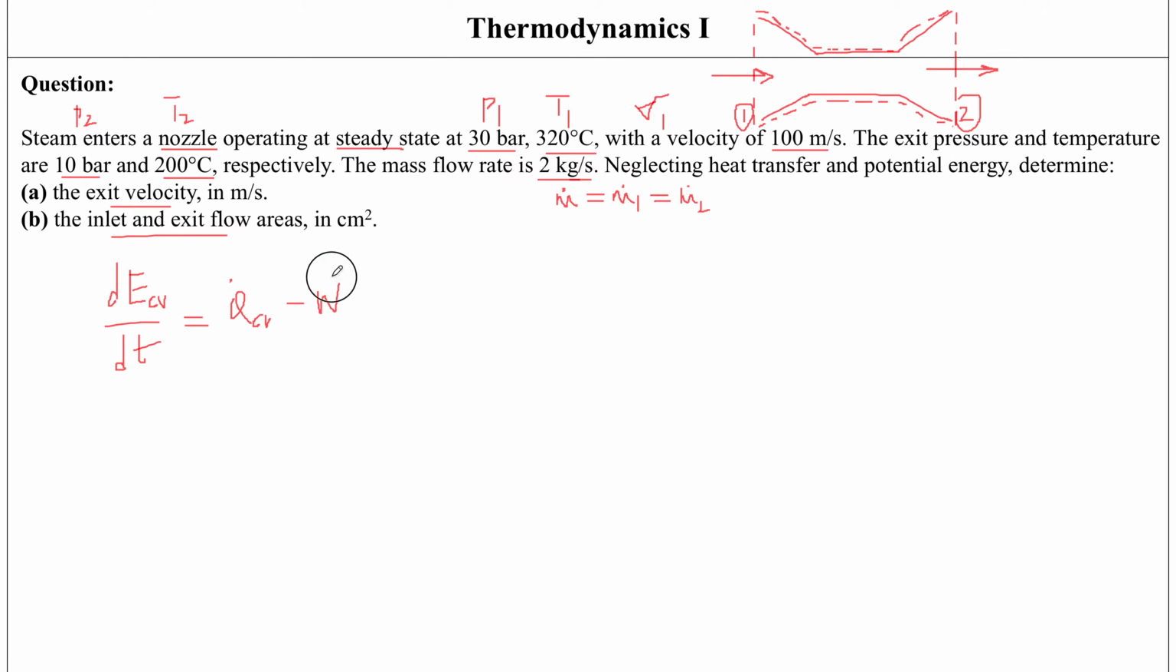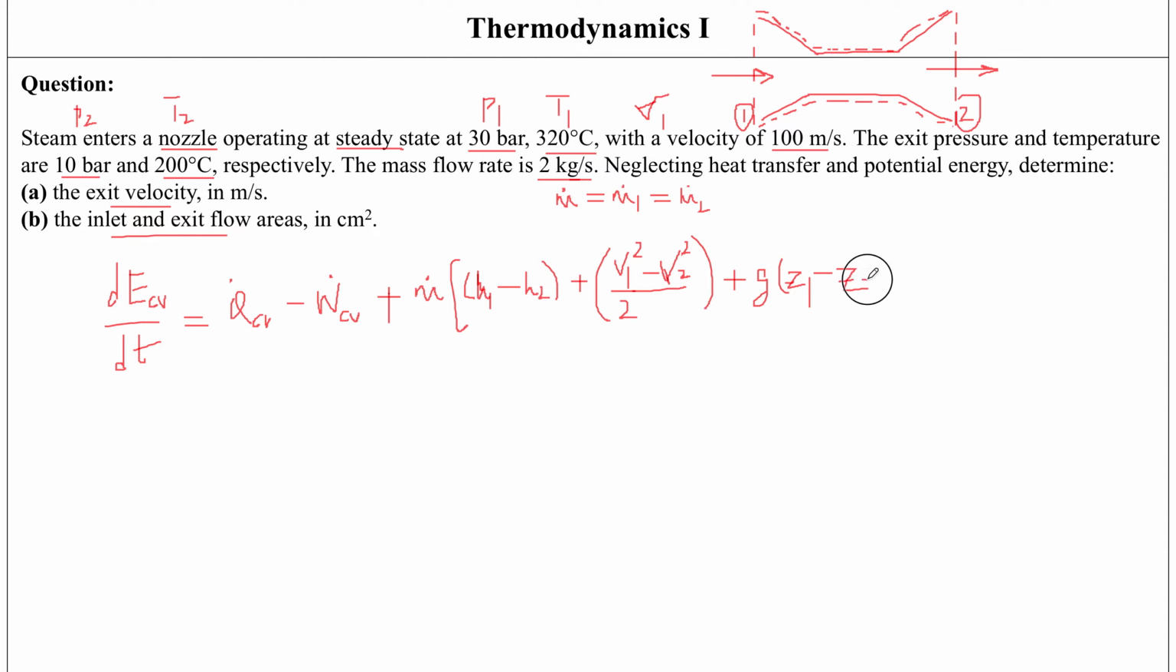Okay, so you've got work done across the control volume, and because your mass flow rate is constant, m dot is applied on the change in enthalpy, plus the change in kinetic energy, which is V1 squared minus V2 squared, divided by 2, plus the potential energy changes, which is gravitational acceleration, sorry, into z1 minus z2.